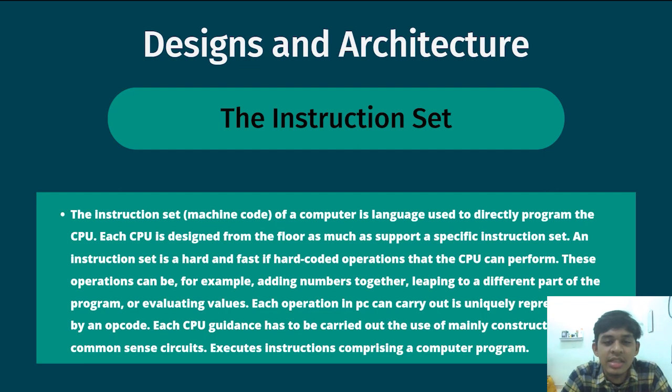First, the instruction set. The instruction set, or machine code of a computer, is the language used to directly program the CPU. Each CPU is designed from the ground up to support a specific instruction set. An instruction set is a fixed, hard-coded set of operations that the CPU can perform. These operations can be, for example, adding numbers together, jumping to a different part of the program, or evaluating a value.